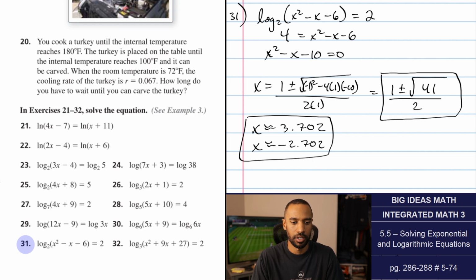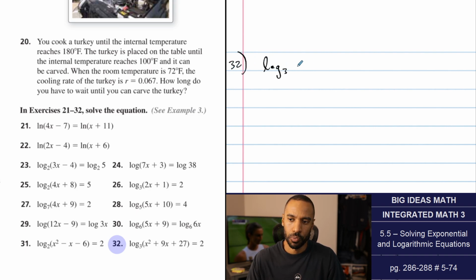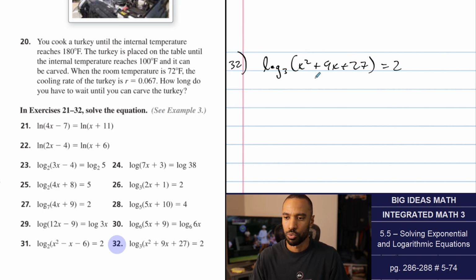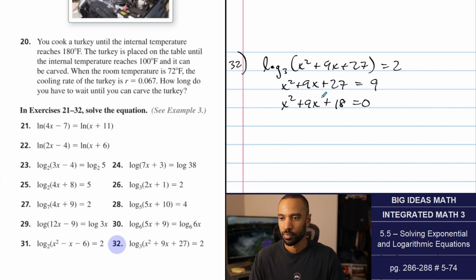All right, let's do number 32, log base 3 of. So probably more of the same. It might be another quadratic formula kind of problem. Let's see. Log base 3 of x squared plus 9x plus 20. Well, that's not factorable, but let's see what happens when you do 3 squared. So 3 squared is 9, so this equals 3 squared, which is 9. Subtract 9 from both sides, and we get x squared plus 9x plus 18 equals 0.